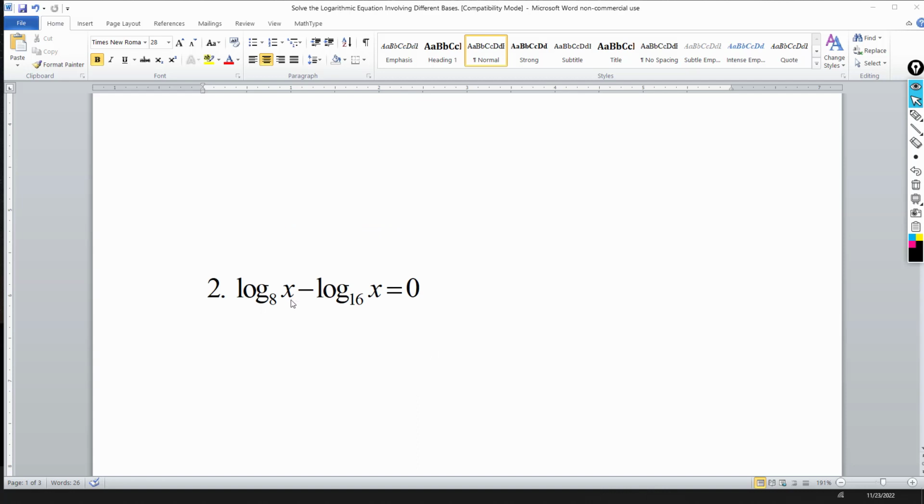Again, notice this is log of x to base 8 minus log of x to base 16. Right away we know x cannot be 0. So if you get that as a possible answer, you know you have to reject it, because the log of 0 is never defined, no matter what the base is. In this case, I could use the change of base formula and use base 10. But because we have 8 and 16, I'm going to do it the same way as I did the first one.